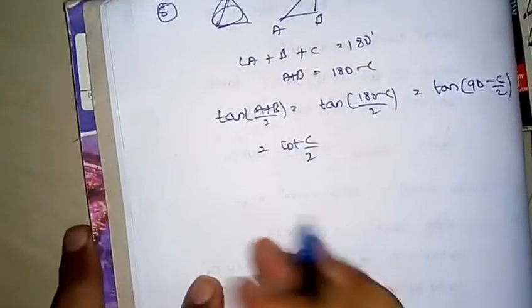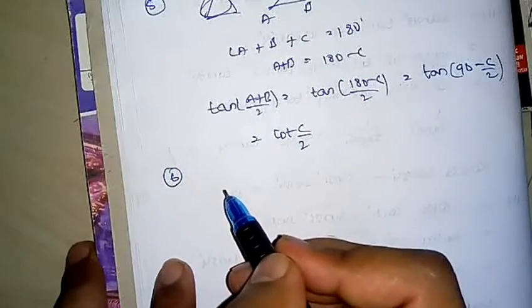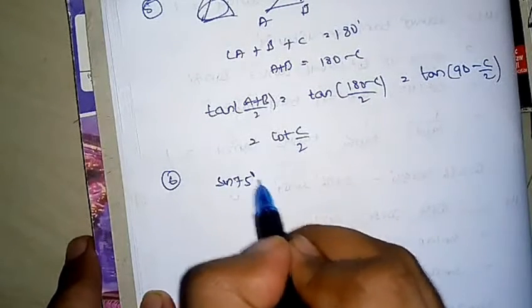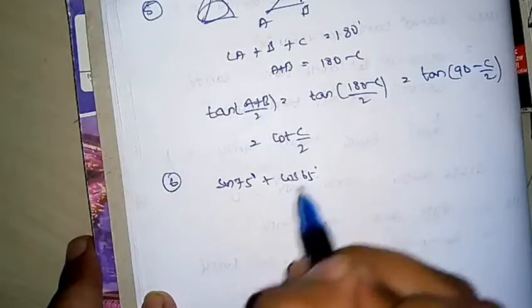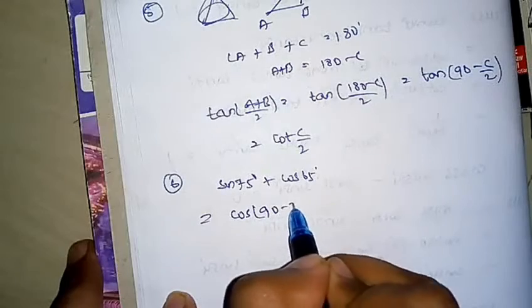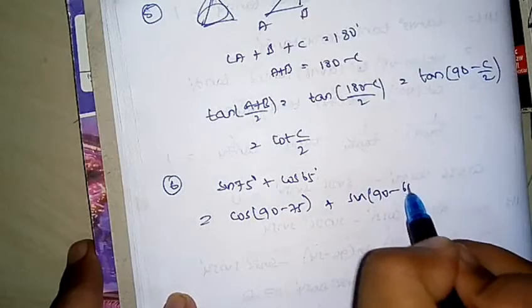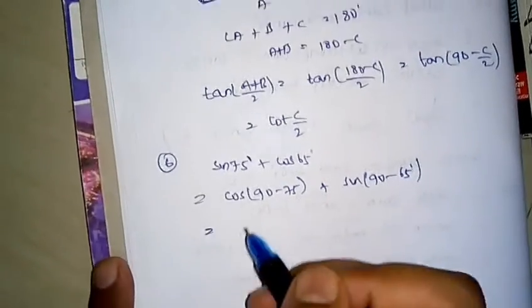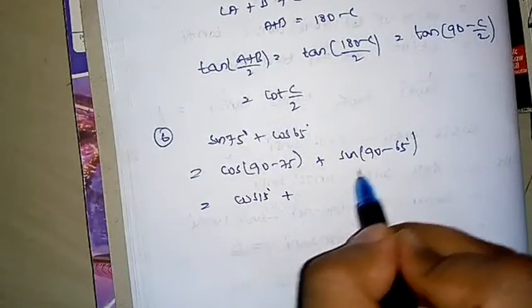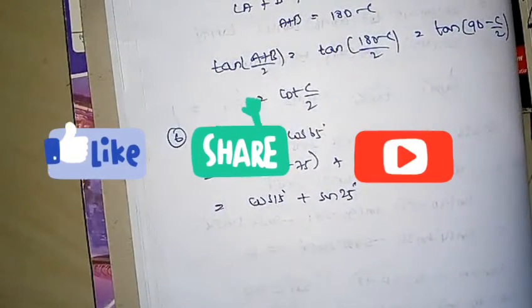Hence proved. Sixth question. Express sin 75 plus cos 65 in terms of trigonometric ratios of angles between 0 and 45 degrees. Sin 75 degrees plus cos 65 degrees, where sin 75 can be written as cos (90 minus 75) plus cos 65 can be written as sin (90 minus 65), using cos (90 minus theta). Cos (90 minus 75) is cos 15 degrees plus sin (90 minus 65) is sin 25 degrees. Now we are done with Exercise 11.3.